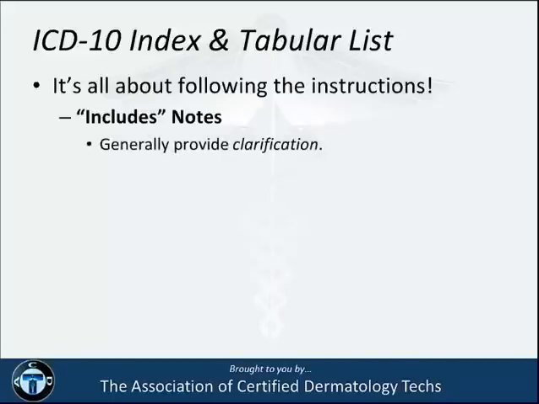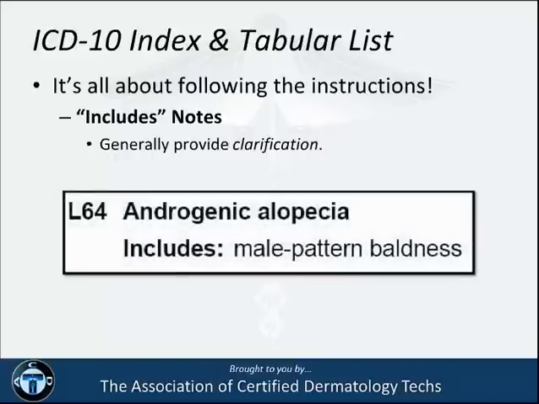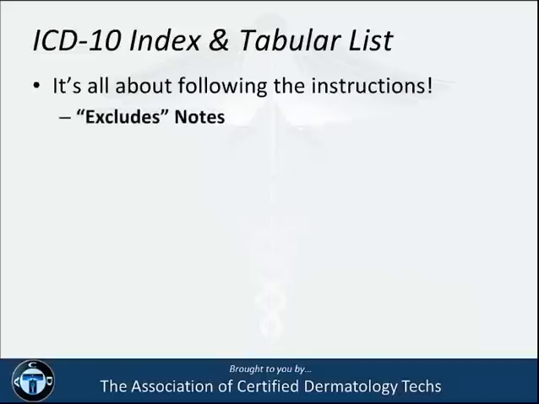A common scenario is when synonyms are provided for a given diagnosis. For example, when we're looking up the various forms of alopecia, this Includes Note clarifies for us that the diagnosis L64 for androgenic alopecia includes the lay term male pattern baldness. It's the Excludes Notes that can get somewhat tricky.